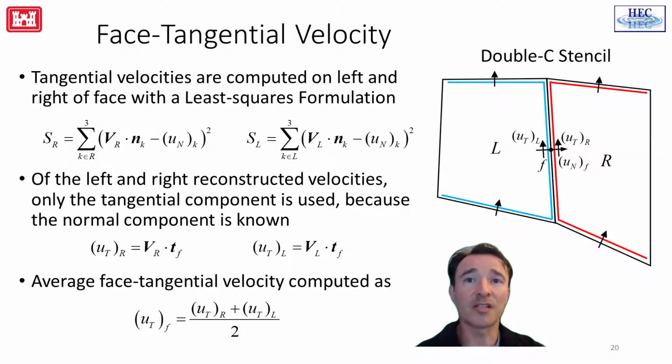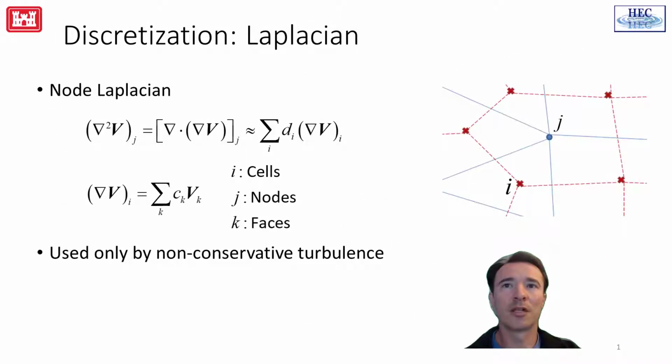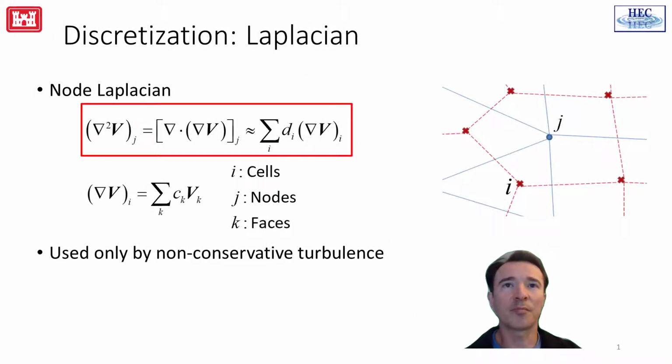The same double C stencil approach is used to compute the phase tangential water surface gradient utilized by the diffusion-wave equation. The cell velocity gradients are computed by applying the divergence theorem and are needed for turbulence modeling. The cell velocity vector is computed with Perot's method and is needed for the conservative form of the mixing term and for advection in the Eulerian shallow water equation solver. The Laplacian of the velocity field is computed on the nodes based on the cell velocity gradients.